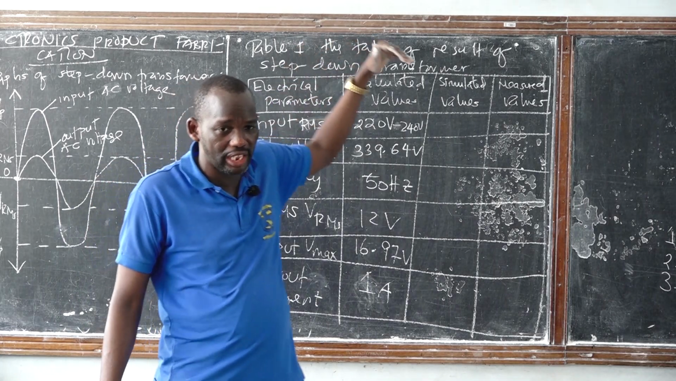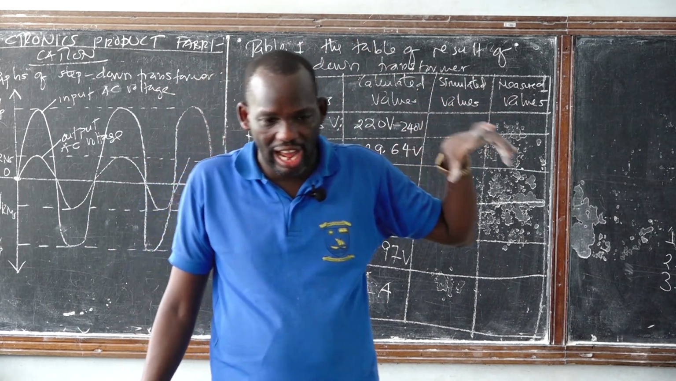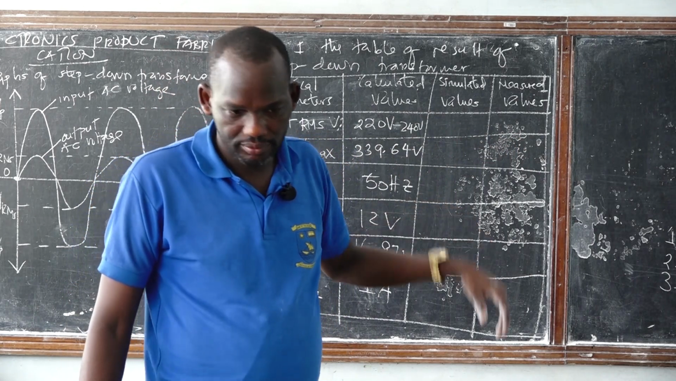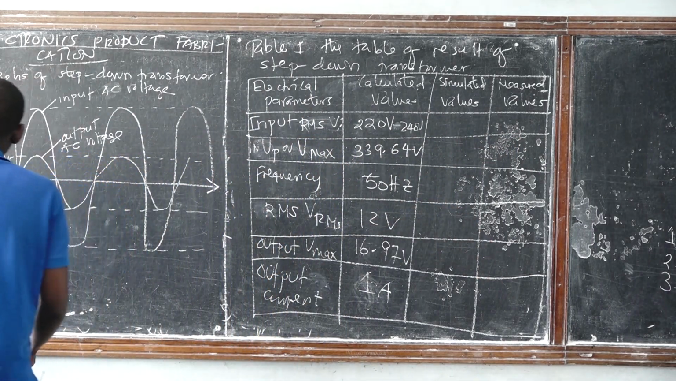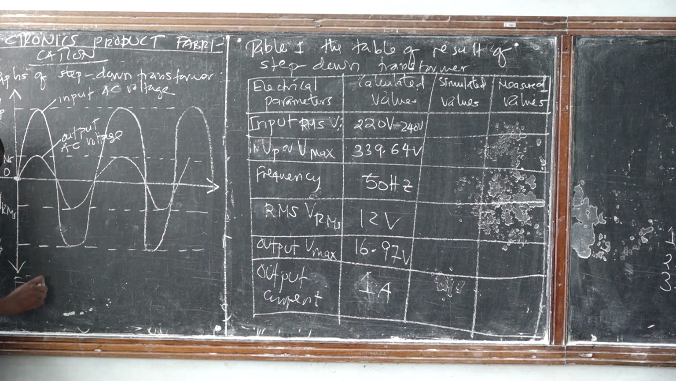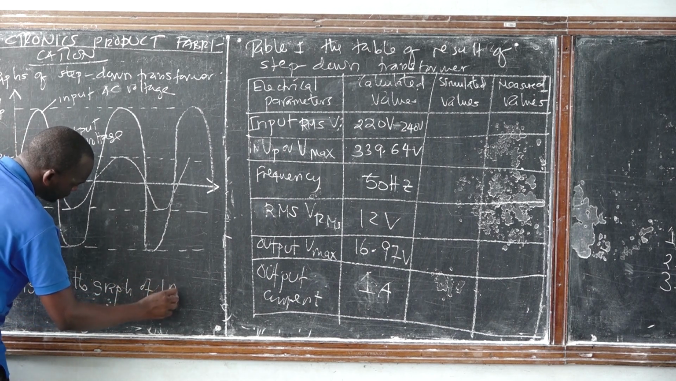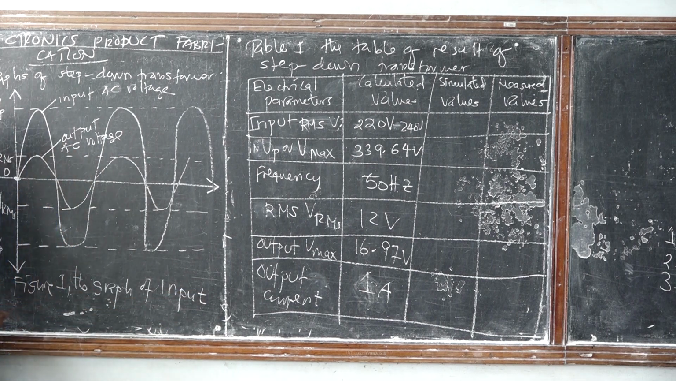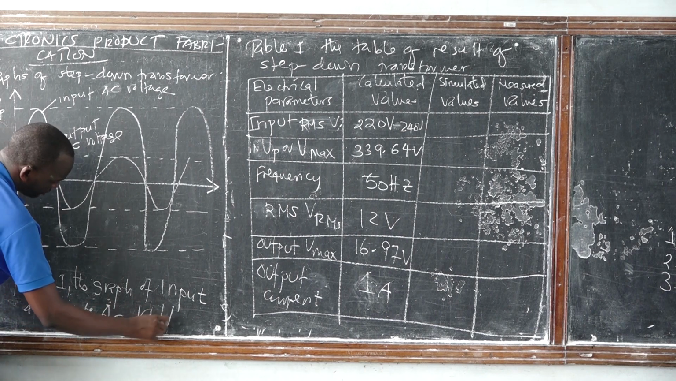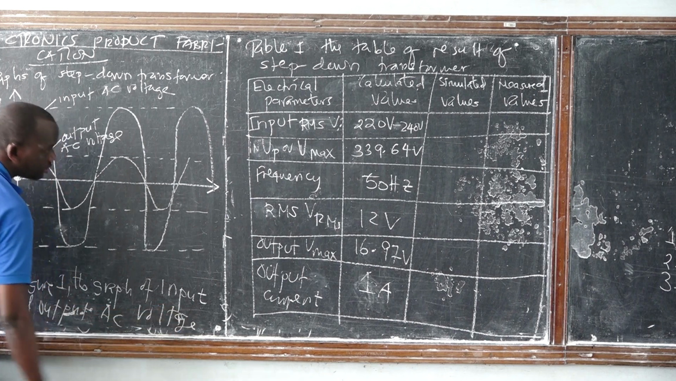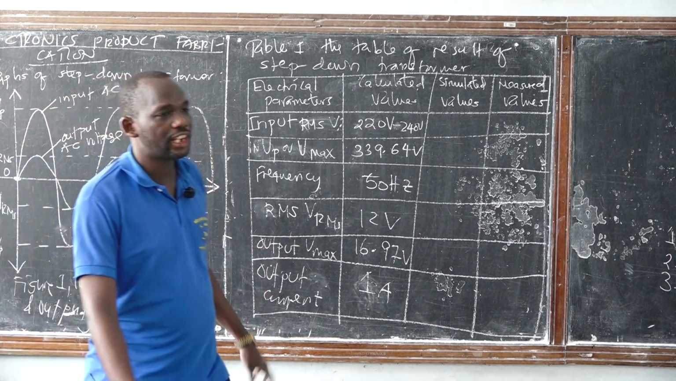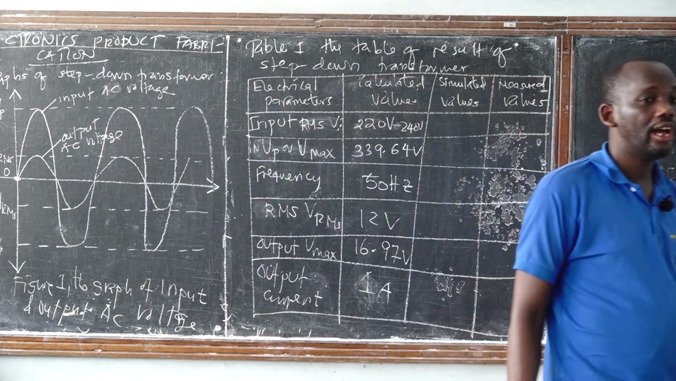So in engineering, we label tables on top of them, but we label diagrams and graphs at the bottom. So this is figure 1: the graph of the input and the output AC voltage. Can I clean this part? Yes.